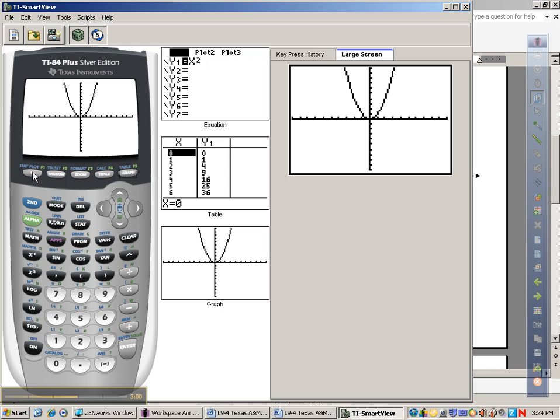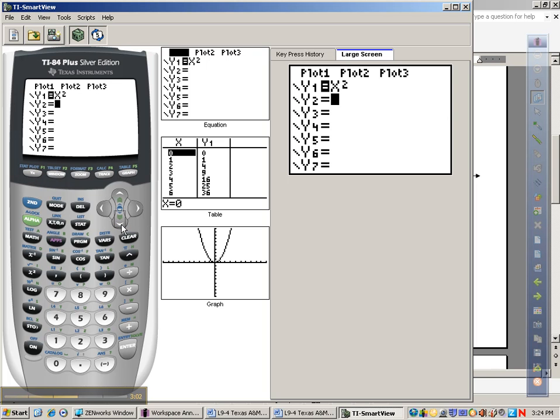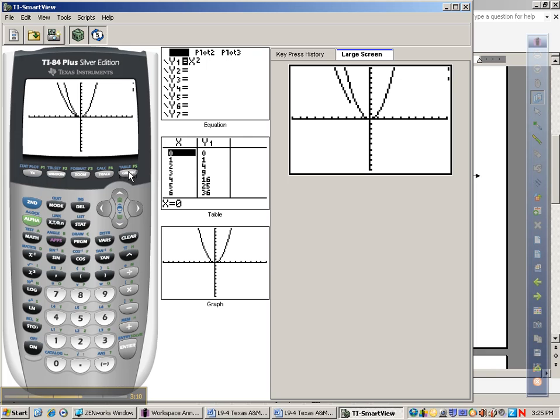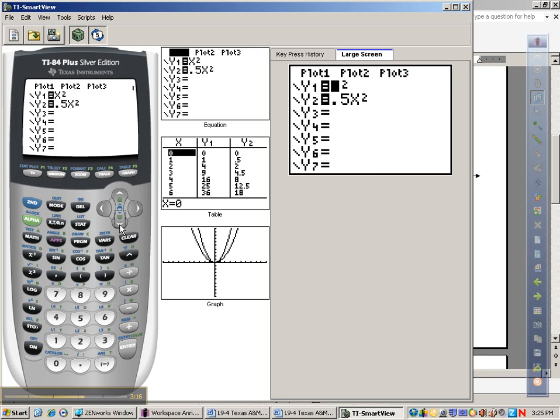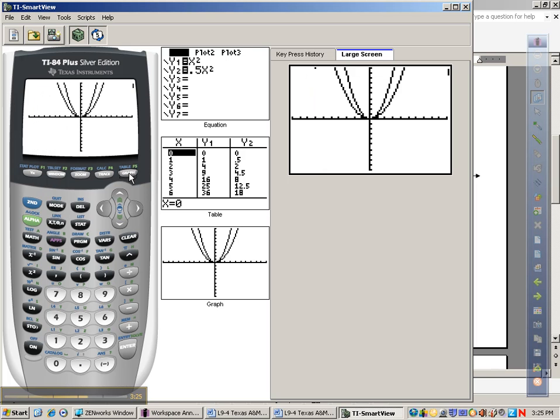All right, the other equation that I was supposed to put in was 1/2 of x squared. I'm going to put that in as 0.5 x squared and graph that. See what happens there? And then the next one that they wanted us to put in was 1/5 of x squared. So I'm going to put in 0.2 x squared and graph that.